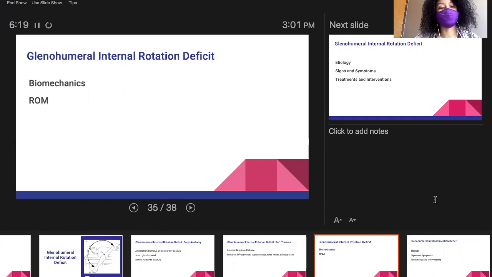The biomechanics and the range of motion involved with glenohumeral internal rotation deficit: you're going to have a great loss of internal rotation and of total rotational motion. Loss of greater than 20 degrees of internal rotation is indicative of a GIRD, and total rotational motion loss of greater than 5 degrees is also indicative of this shoulder injury. So you're really not going to be able to internally rotate much at all.